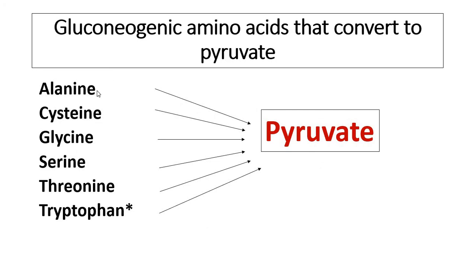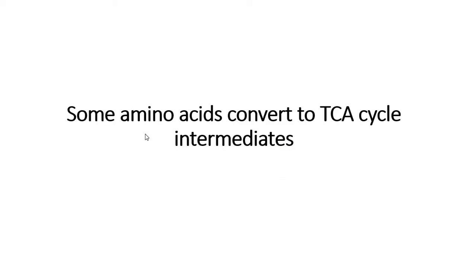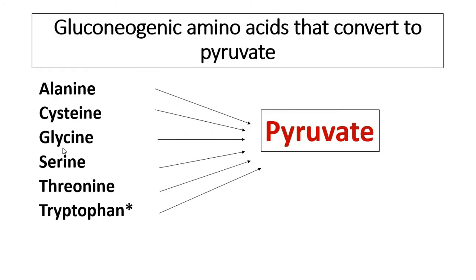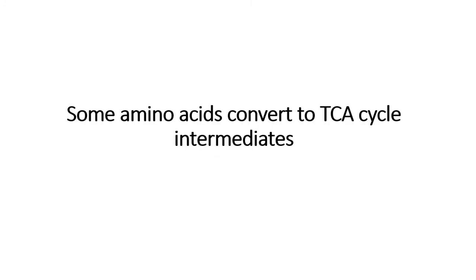These are the different amino acids which can be converted to pyruvate. We call them gluconeogenic amino acids: alanine, cysteine, glycine, serine, threonine, tryptophan, all of them can convert to pyruvate. There are some amino acids which convert to TCA cycle intermediates. Just like this group of amino acids converts to pyruvate, some amino acids convert to intermediates of the TCA cycle.